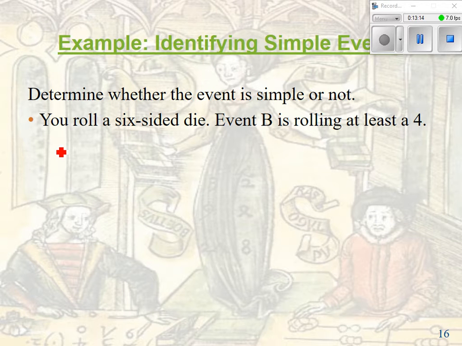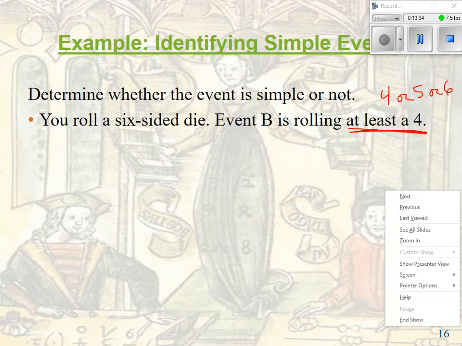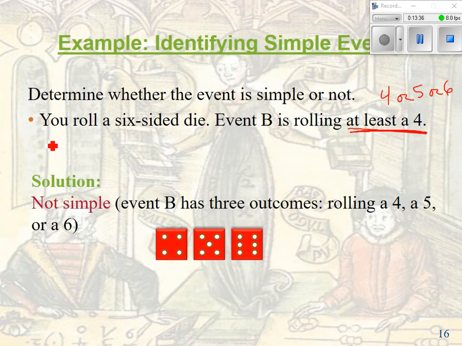Determine whether the event is simple or not. You roll a 6-sided die. Event B is rolling at least a 4. Is that going to be simple? If it's at least a 4, what's that mean it could be? It could be 4 or 5 or 6. Is that going to be a simple event? No, because there's more than one possible thing that could occur. So it's not simple.